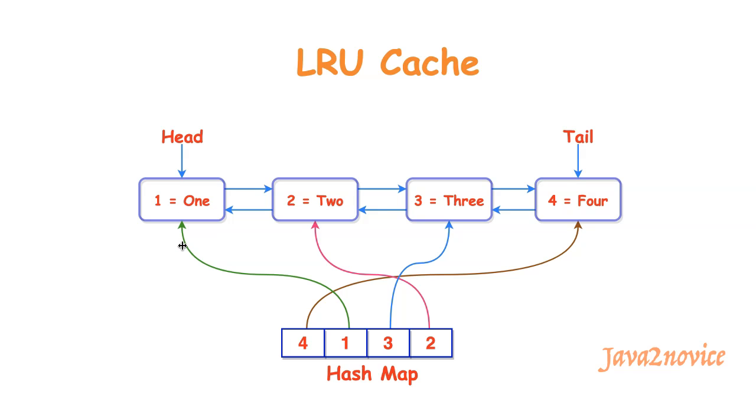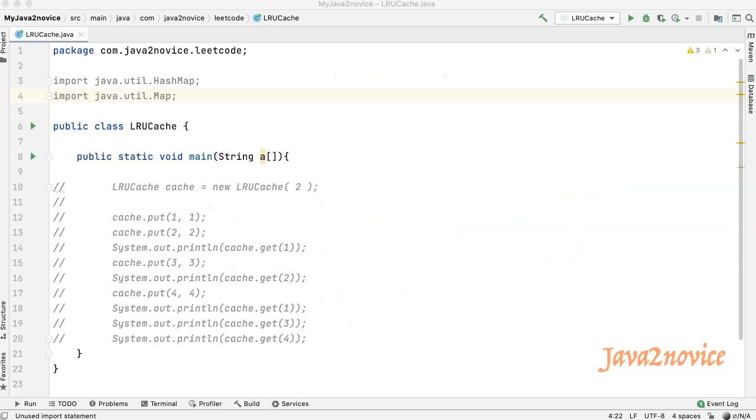Whenever any element is accessed, it must be moved to the top. I mean, the accessed node must be moved as head, so that the recently used entries will be on the top and least used element will be at the bottom. It is easy to identify and evict the element when the cache is full. Now let's write the code for LRU cache.